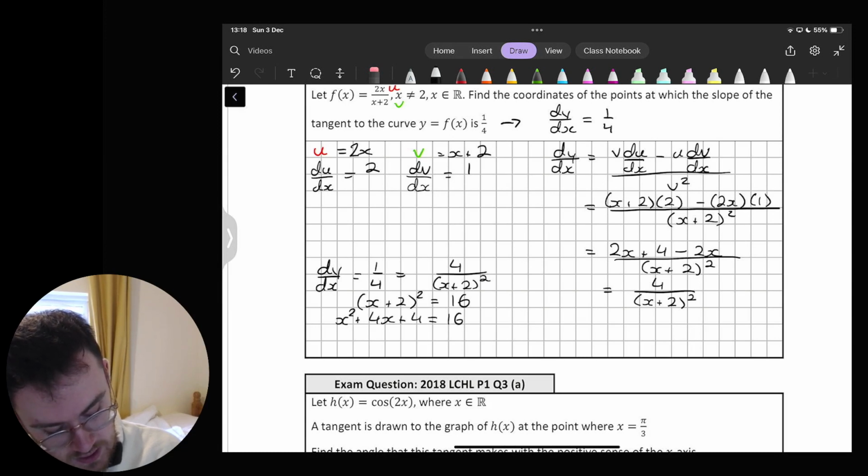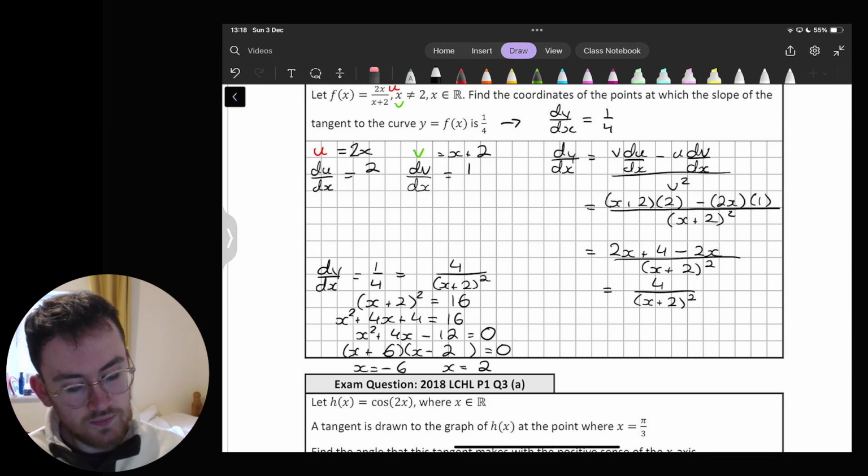Equals 16. I get x squared plus 4x minus 12 equals 0. So I need two numbers that multiply to give me minus 12 but add to give me 4. So I'm looking at x plus 6 and x minus 2. So I get x is equal to minus 6 and x is equal to 2.